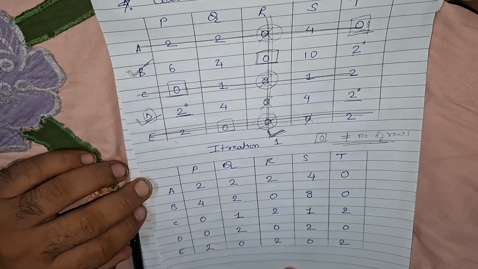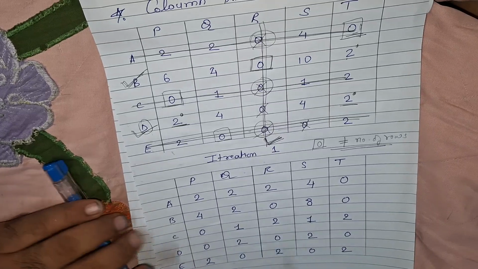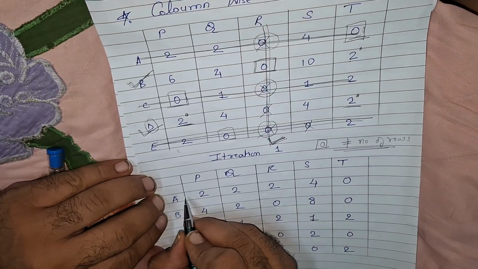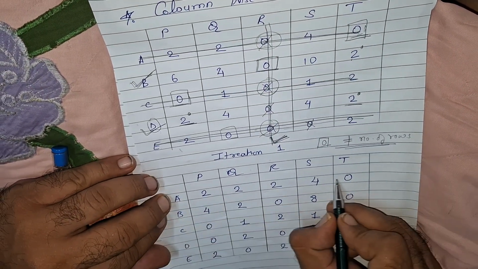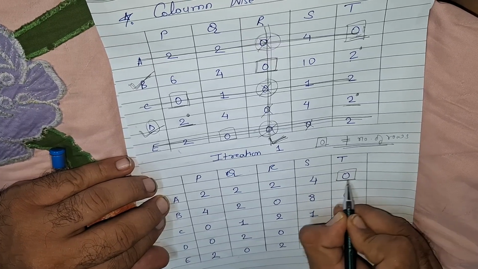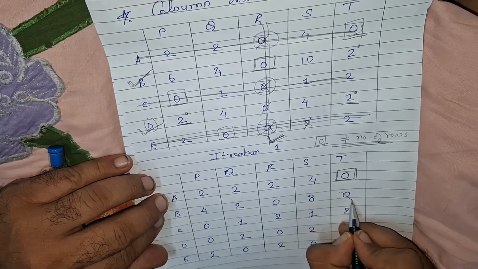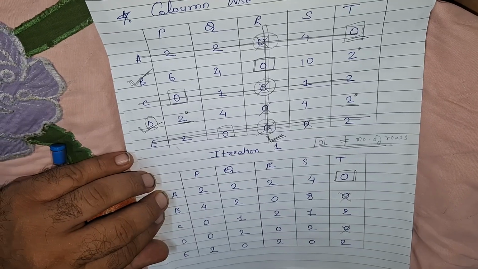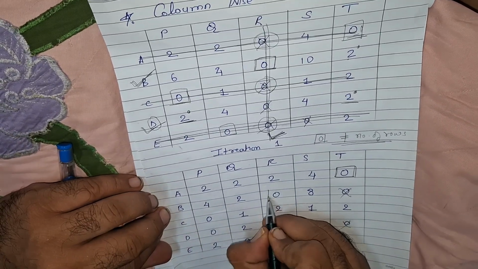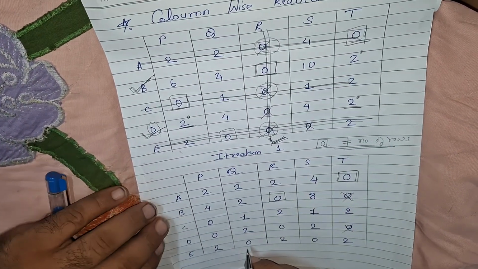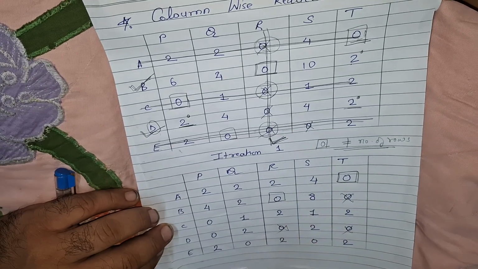Now again I will start allocation. Again I will give allocation. So yes, I will first start row-wise with the A row. You can see only one 0, just allocate it. If I allocate it, this would be crossed. In the second, yes, only one 0, allocate it. This would be crossed.